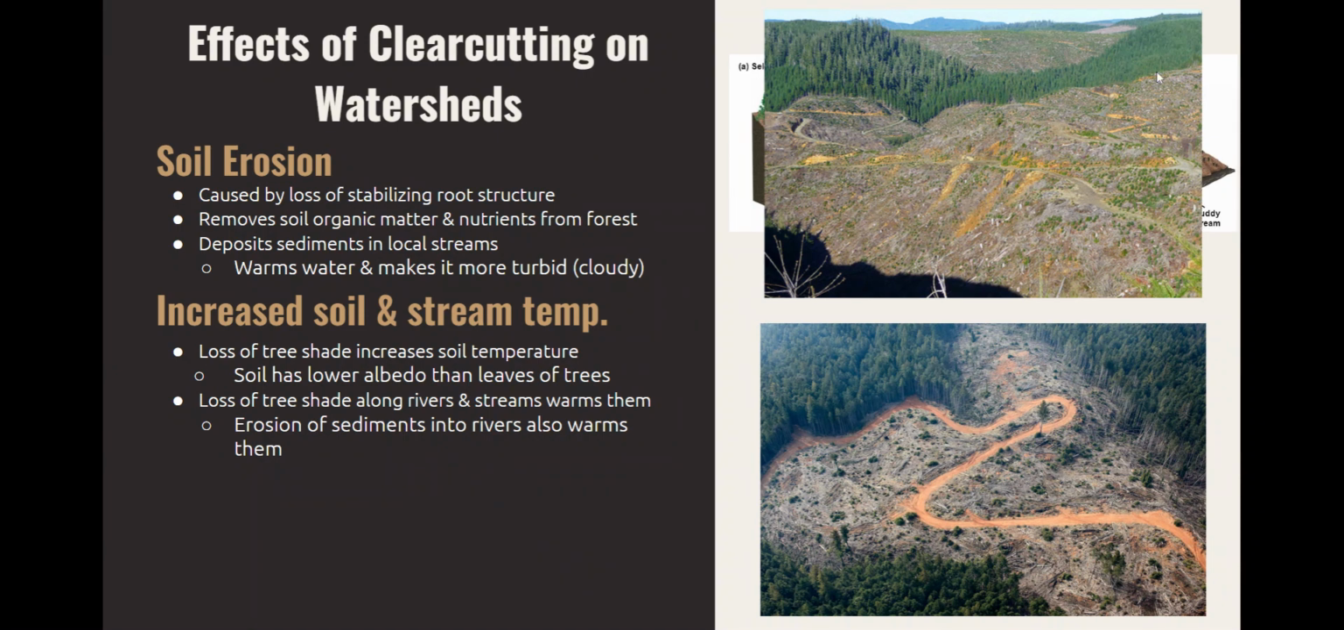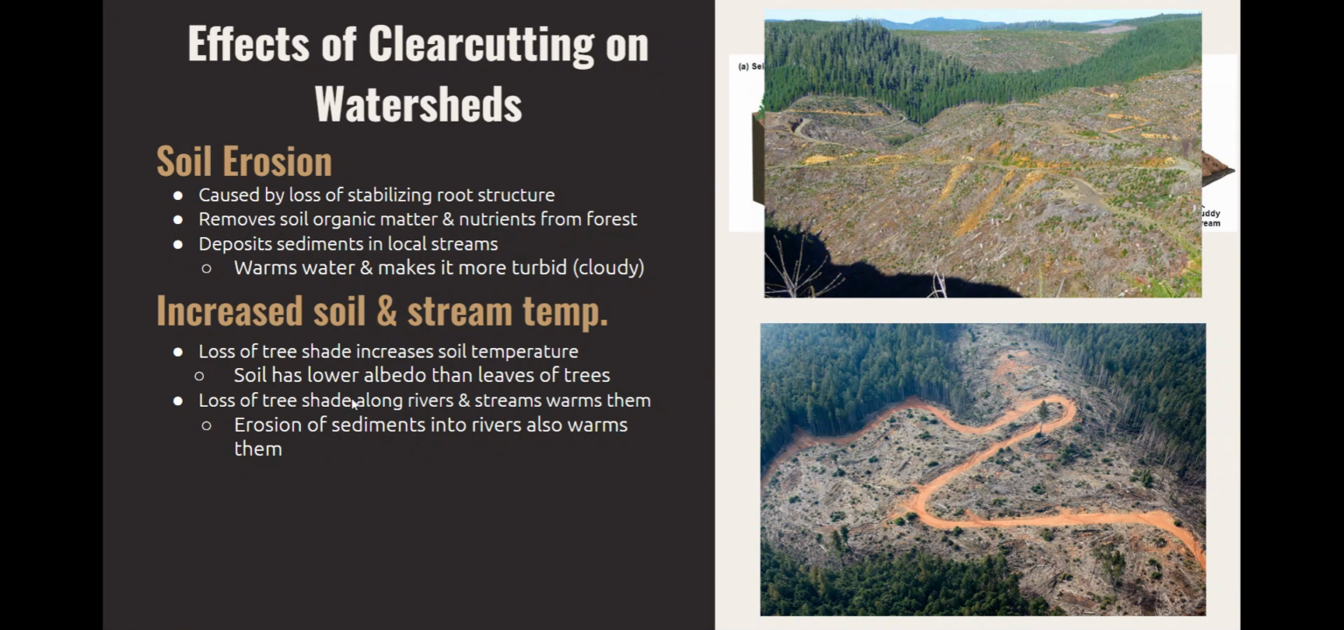It carries heat, it carries energy, and when it hits the surface, it warms it. So when you have trees covering an area, underneath it's a lot cooler because the trees are absorbing the light and preventing it from hitting the ground. But when we clear cut these areas, the ground will be significantly hotter than the areas that have canopy cover. Okay? So the loss of tree shade increases soil temperature. Soil has a lower albedo than the leaves of trees. Loss of tree shade along rivers and streams warms them. Erosion of sediments into rivers also warms them as well.